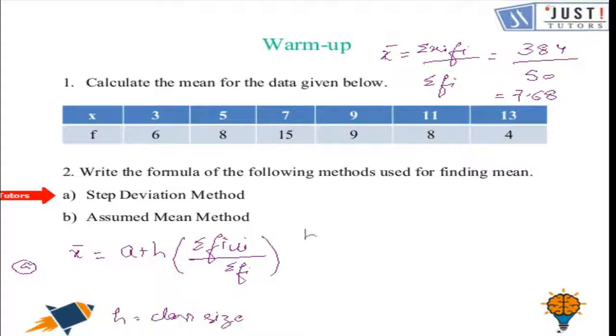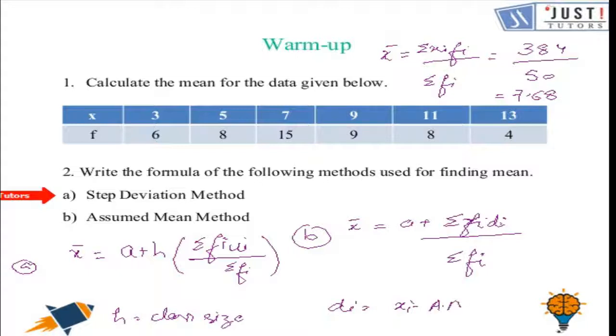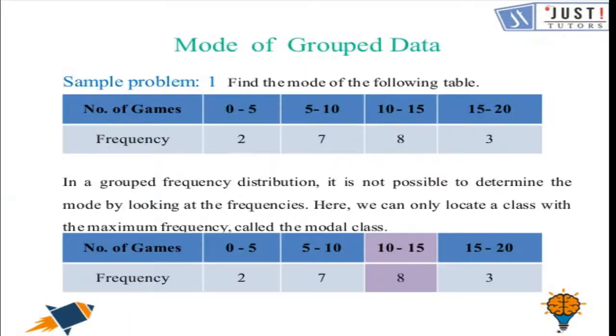Likewise, we can try the B part, which was assumed mean method. So we know that x bar is equal to a plus sigma fi di divided by sigma fi, where di is equal to xi minus assumed mean. So these are the answers for the questions. Pat your back if you've got all the answers absolutely correct. Now let's move on to the topic.